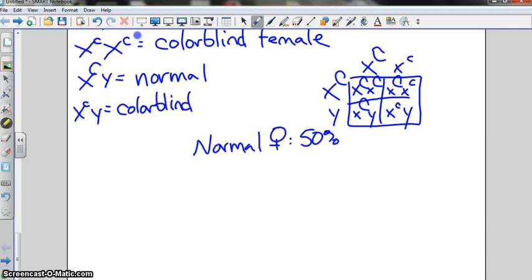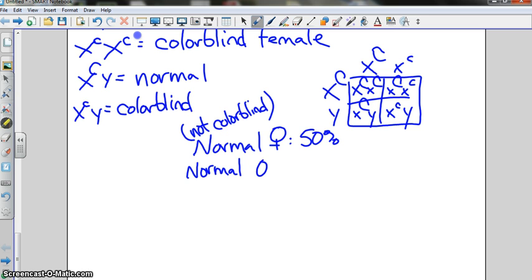I thought a normal female had to have 2 dominant genes. Well, what I mean by normal is not colorblind. One of those is a carrier trait. This one is a carrier, but her vision is going to be normal. She's not colorblind, because in order to be colorblind, she's got to have 2 recessive genes, right? Because it's recessive.